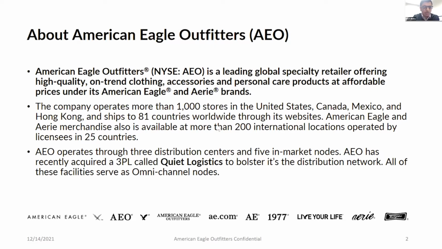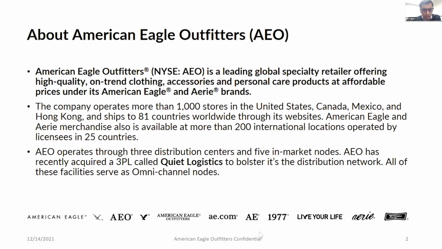From the perspective of distribution network, in the US we have around 3 distribution centers, and recently we acquired a 3PL called Quiet Logistics. We also operate via in-market nodes in major metropolitan cities. One DC is around 1 million square feet. So our footprint is these 3 main DCs and smaller nodes. All of these nodes serve as omni-channel nodes. If you think about operations, all of them serve as pick, pack, and ship operations, one way or the other.